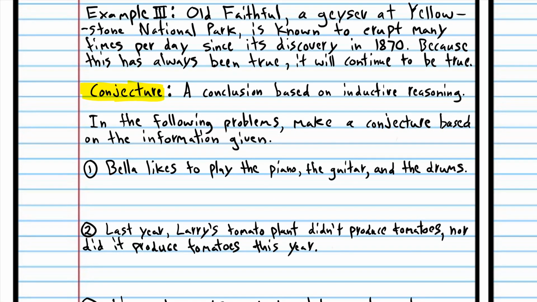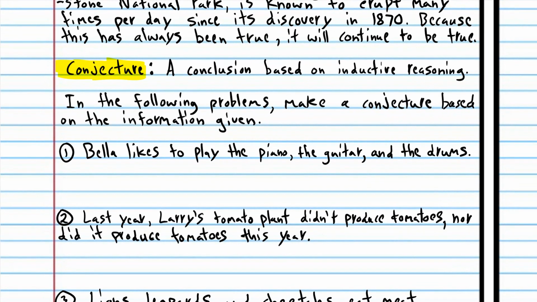So let's do some practice problems. In the following problems, make a conjecture based on the information given. So Bella likes to play the piano, the guitar, and the drums. Can you make a conjecture, a conclusion about Bella based on that information? Conclusions may vary a little bit, but see if you can come up with something. Pause the video, and when you come back, we'll do it together.